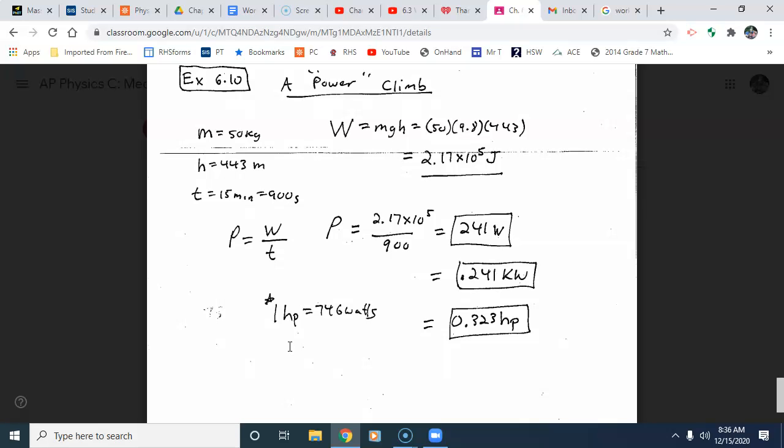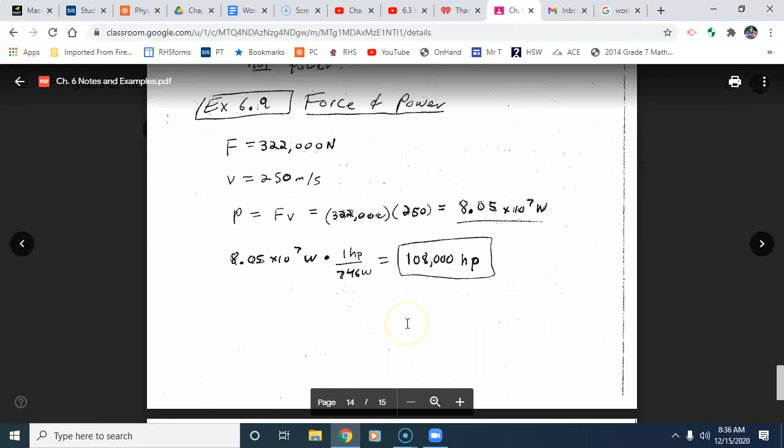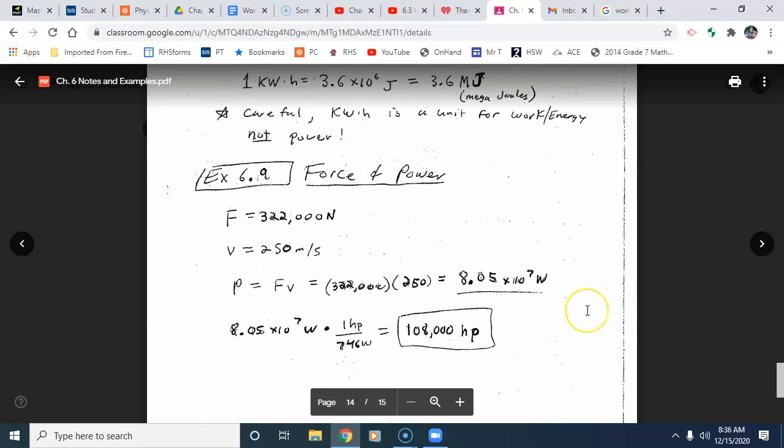All right, so anyways, that's the deal with power. It's a pretty simple idea. Just know your new units.